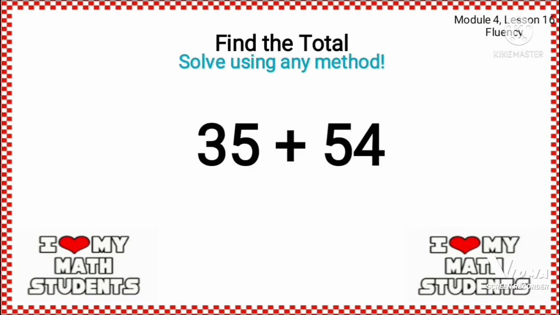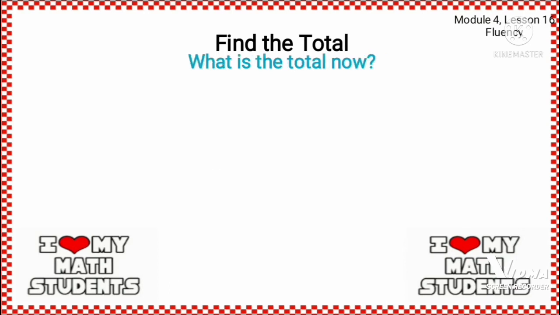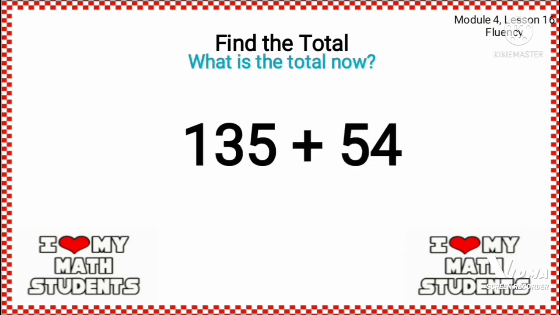Here's another number. 35 plus 54. Let me give you a second. What's the answer? If your answer is 89, you are correct. Now let me play a little trick. I'm going to add 100 to one of the numbers and see what you get now. It's 135 plus 54. You got 89 before. So what's your new answer? 189. Correct.